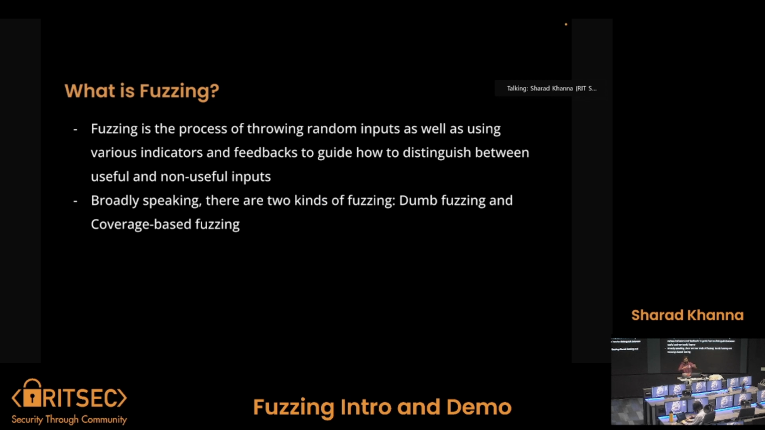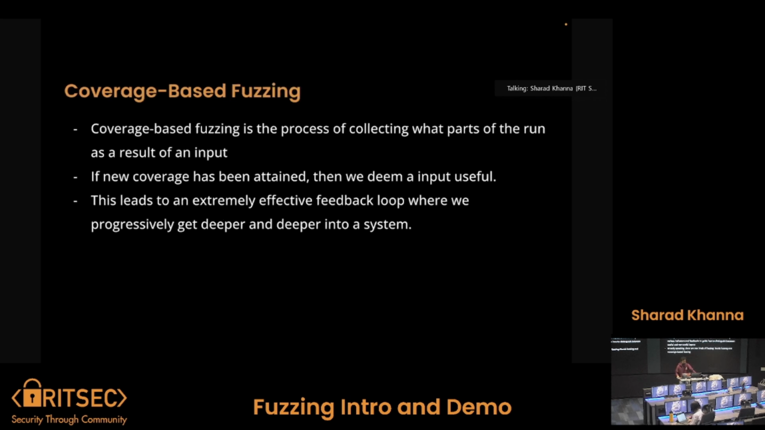That broadly is what we call coverage-based fuzzing. I'll talk about it right now. All right, coverage-based fuzzing is the process of collecting what parts of a target run as a result of an input. So suppose you have some input like A, B, C, D, right? Let's say you throw it at a target. The target obviously in some way has to process that input. So the purpose of coverage-based fuzzing is to essentially track what parts of the code run when you run that input.